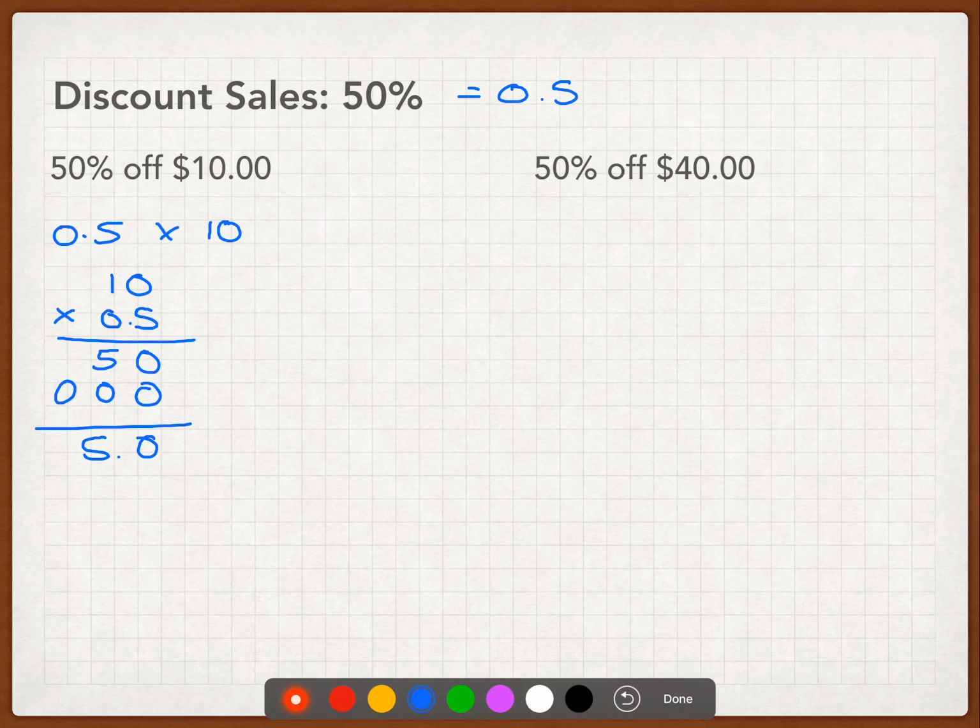So we've got 5. Now it is important to know here that what we have just found is the discount. That is the amount of money that we are saving. So it's how much we are saving. It is not the new price yet.